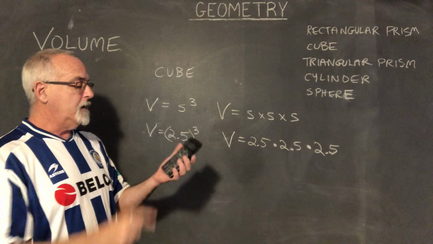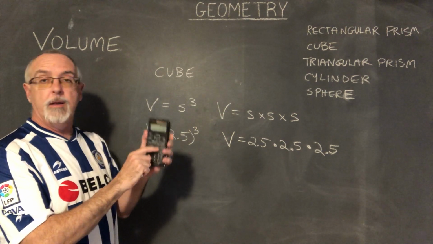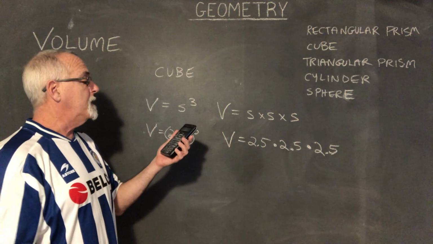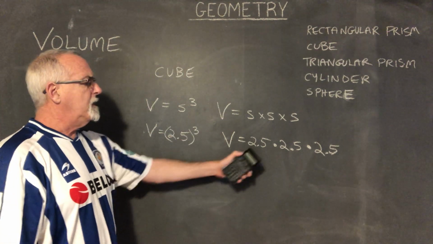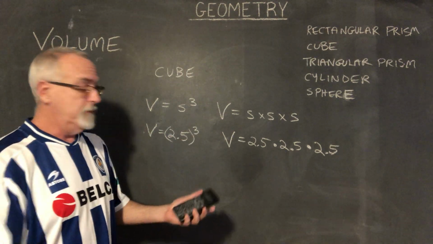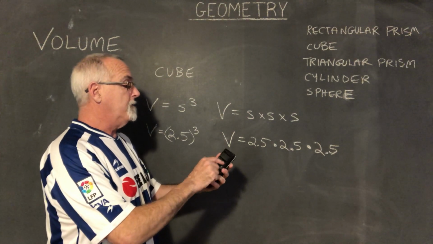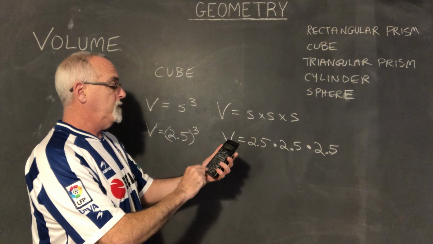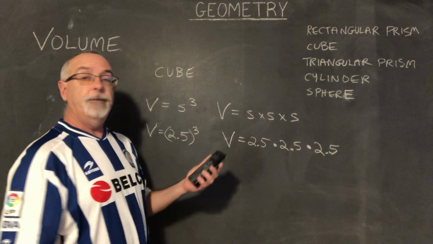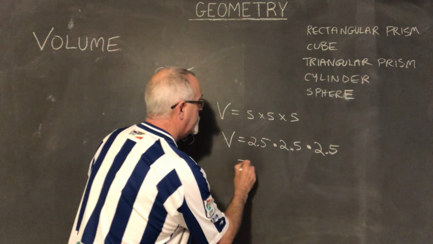Some scientific calculators actually have an x cubed button. This is one of those scientific calculators. But let's say I couldn't find the button I needed or didn't have the button I needed. Well, I could just do 2.5 times 2.5 times 2.5. What is that going to give me? Let's try it. 2.5 times 2.5 times 2.5 equals 15.625.